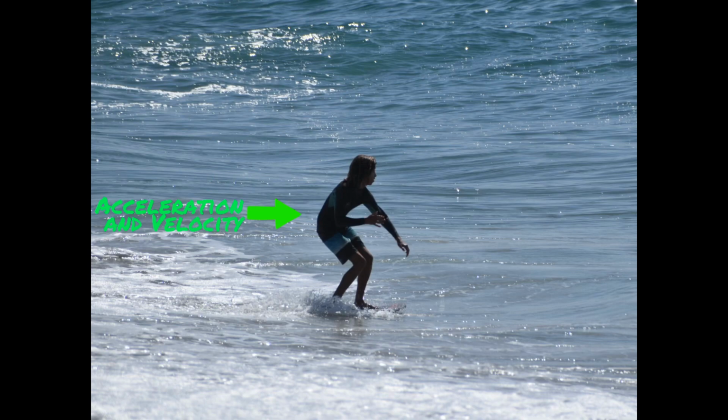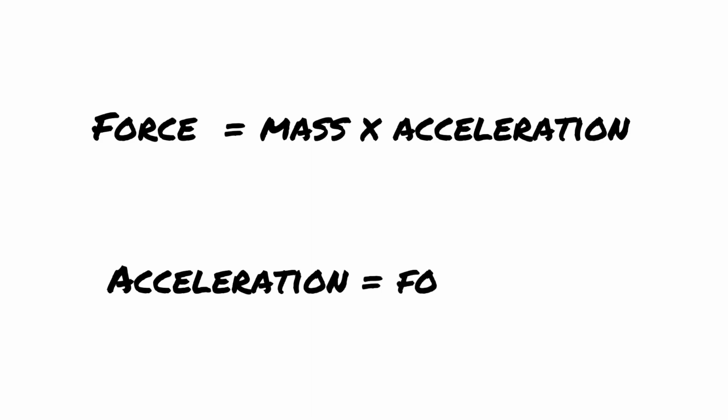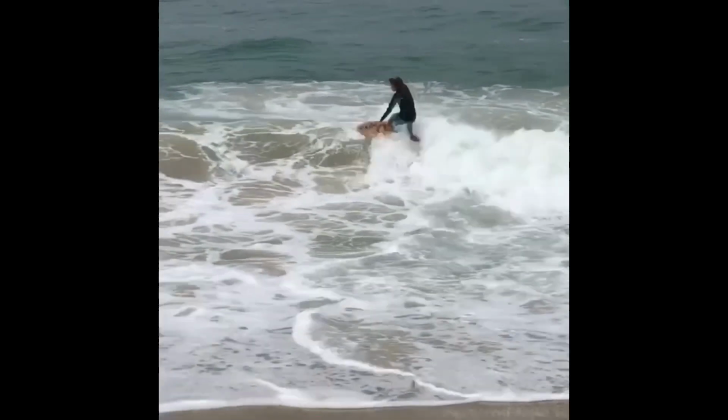Acceleration and velocity are also key when it comes to floating on water. I, the mass, become a force when I accelerate, which is explained by Newton's second law. Force equals mass times acceleration. In other words, acceleration equals force divided by mass. Newton's first law states that an object in motion tends to stay in motion unless acted upon by force.